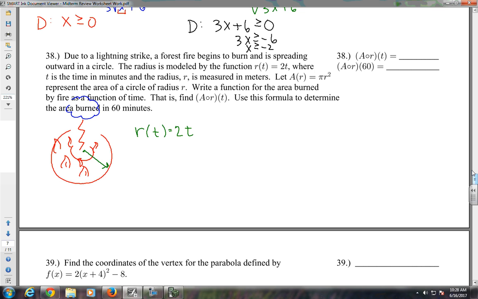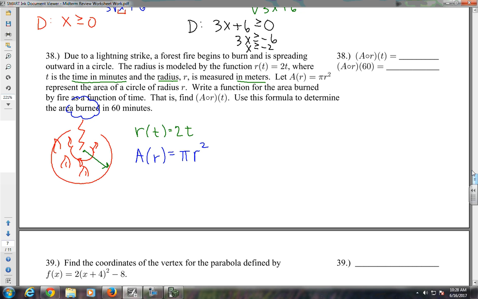So the radius is a function of time. As time increases, the radius increases. Notice the time is measured in minutes and the radius is measured in meters. Now I want to calculate the area of the region burned. That's given by the function A of r equals pi r squared. Hey, you should recognize that as the formula for the area of a circle. Write a function for the area burned by fire as a function of time.